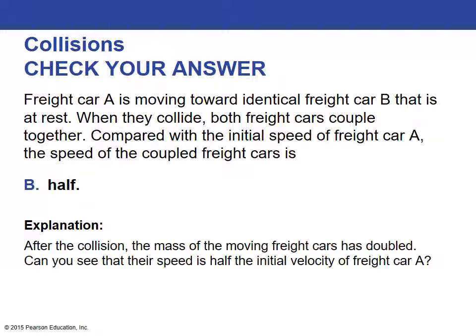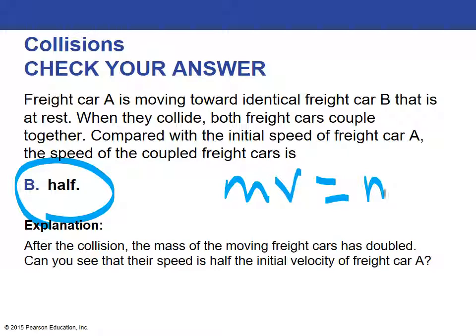Now, just like the problem I told you to remember in your head, the mass has doubled, so the velocity has gone to half. And that's because the total momentum before the impact is equal to the total momentum after the impact, because momentum is conserved.